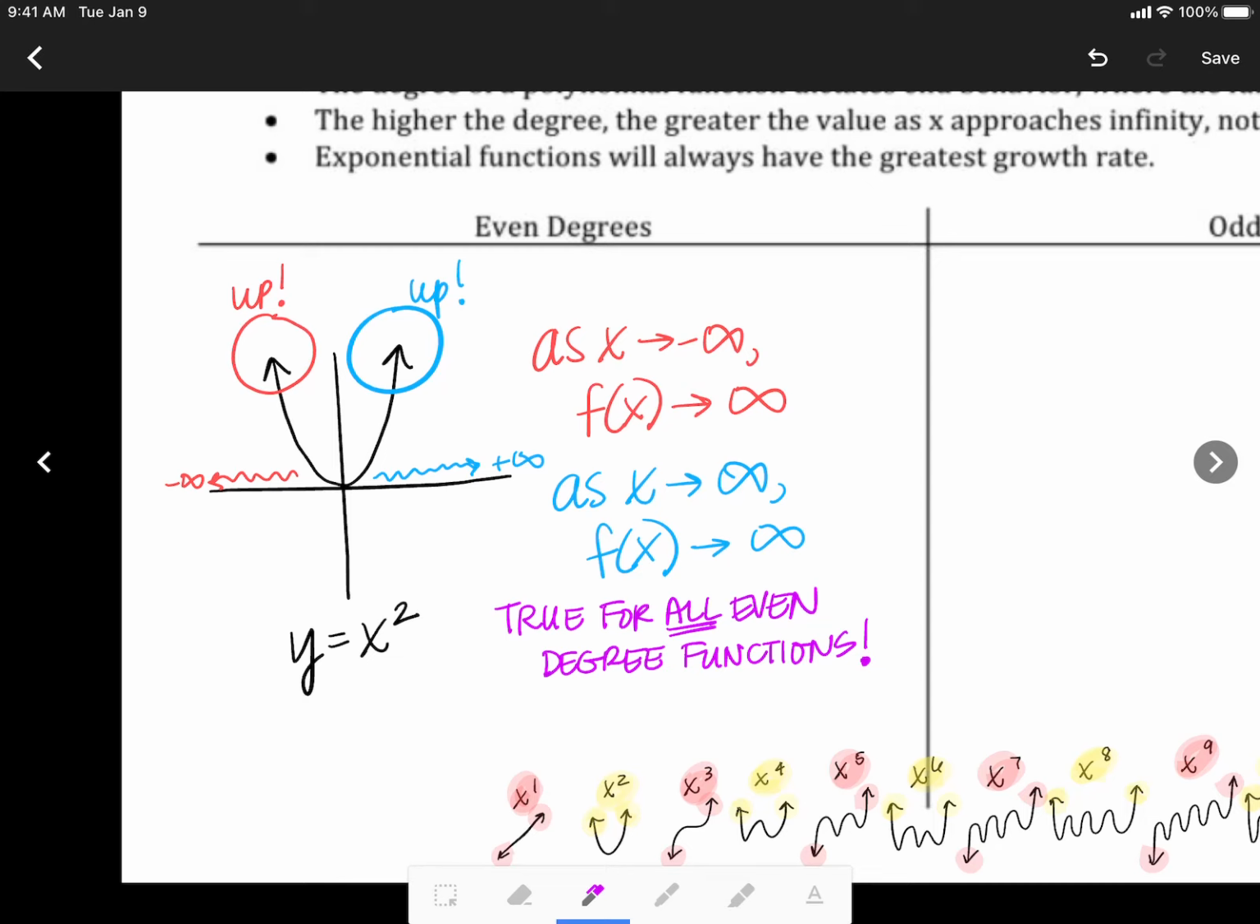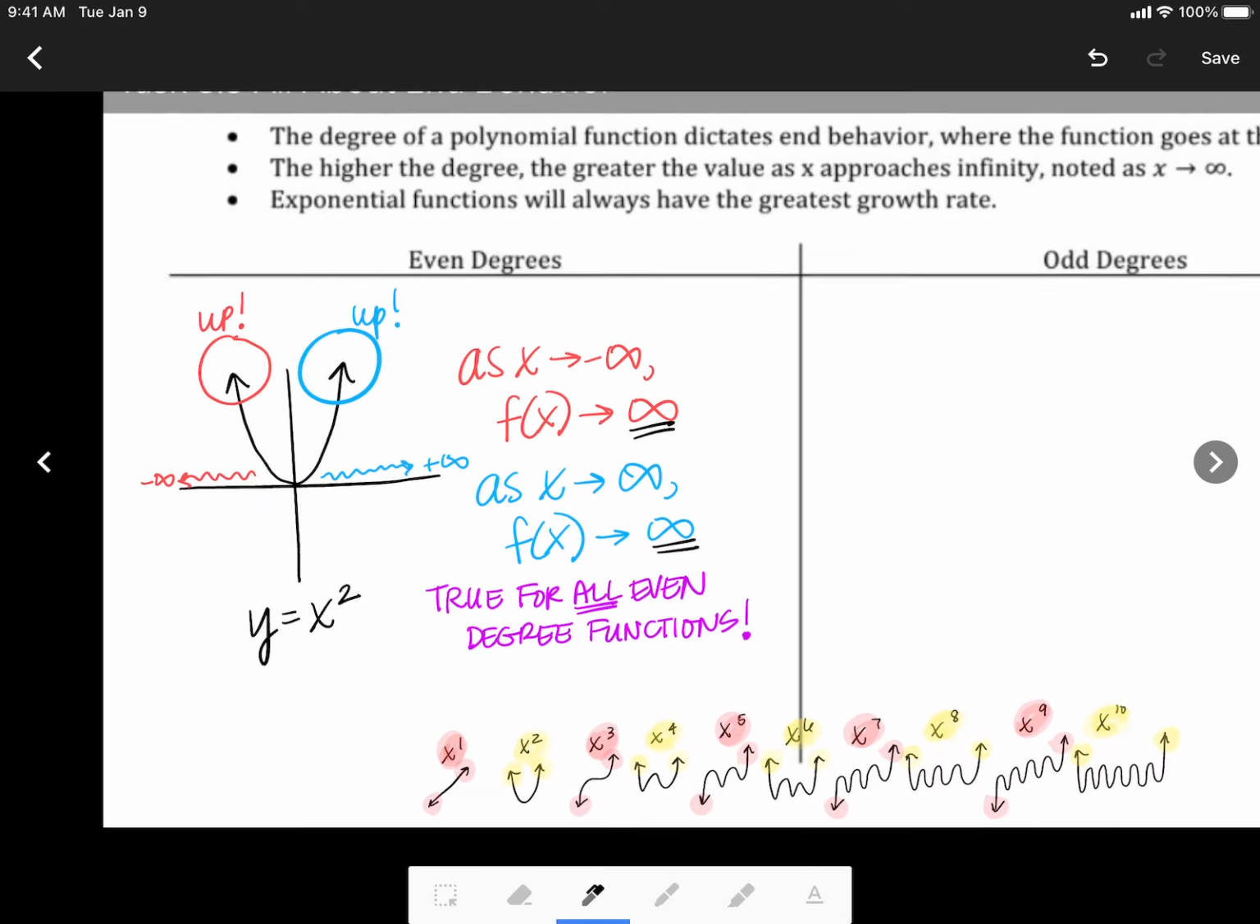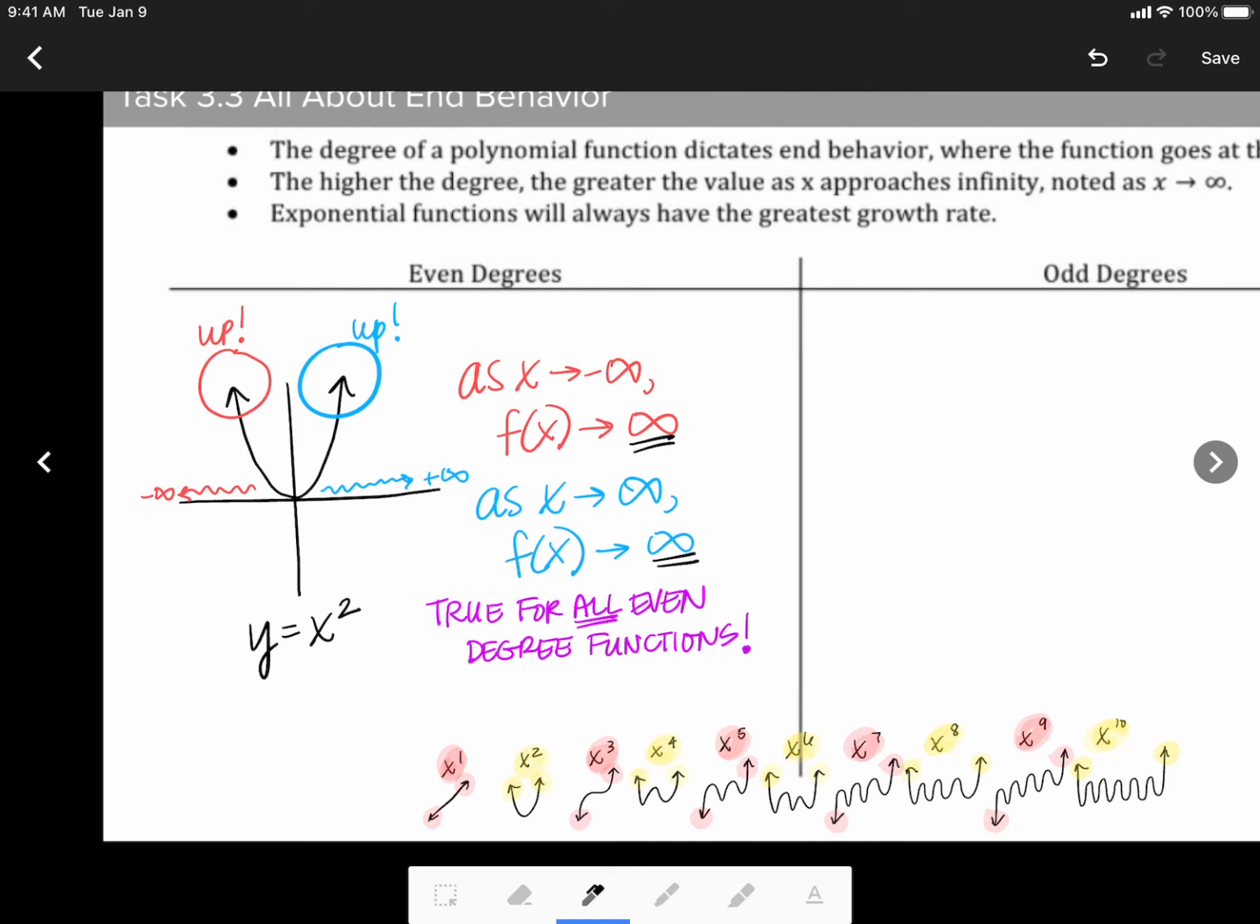So what exactly is true? It's this entire statement: as x goes to negative infinity, f of x goes up to infinity. As x goes to positive infinity, f of x goes up to infinity. All even functions will behave the same way. And we see that in those little sketches I did across the bottom.